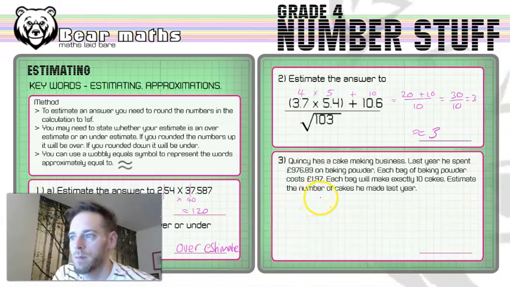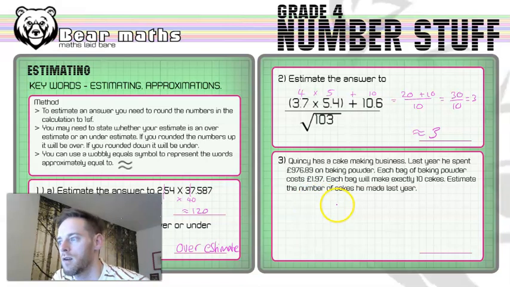Quincy has a cake making business. Last year he spent £976.89 on baking powder. Each bag of baking powder cost £1.97. Awkward numbers, aren't they? Each bag will make exactly 10 cakes. Estimate the number of cakes he made last year.